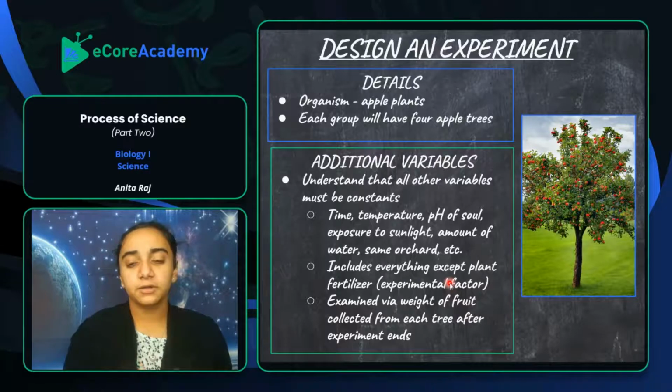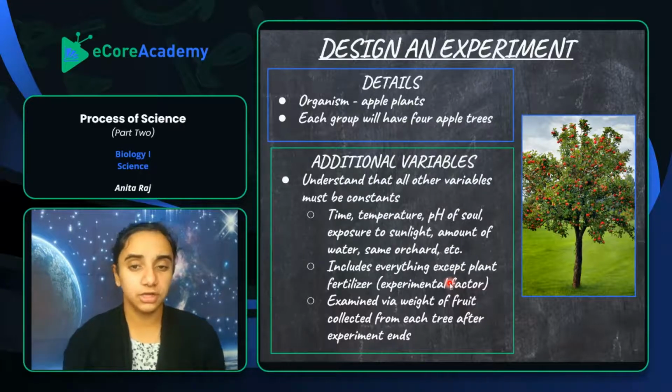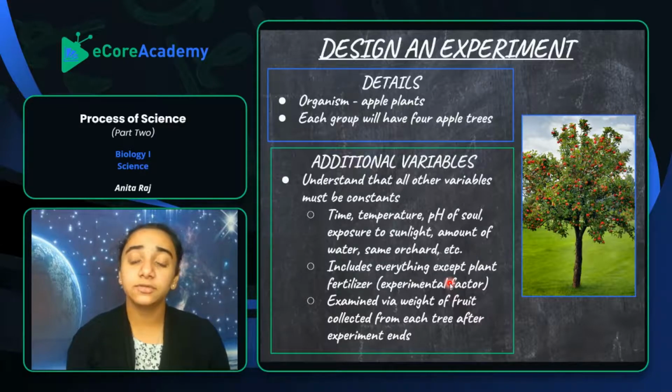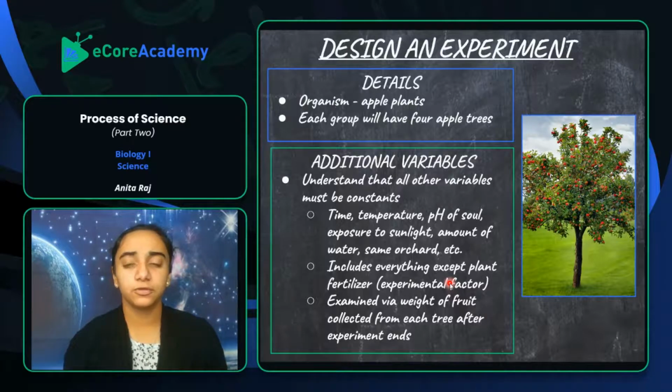Lastly, we're going to be examining the dependent variable via the weight of the fruit collected from each tree after the experiment ends. So, like I said before, our dependent variable, usually something we can measure, is going to be what is going to respond to the amount of fertilizer we give the plants, and we're going to measure the health of the tree after we administer the plant fertilizer by measuring the weight of the fruit collected from the tree. So usually an unhealthy tree is not going to yield very good fruit. So it's going to probably yield very small fruit, maybe no fruit at all, or underdeveloped fruit. Whereas a healthy tree is going to yield better fruit, riper fruit, crisper fruit. So that's how we can measure the health of the tree.